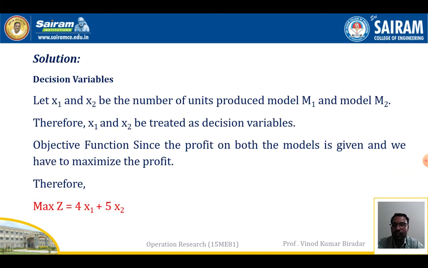Here there are two models. Let us assume the decision variables x1 and x2. For models M1 and M2, x1 and x2 are treated as decision variables. The objective function: since it is a profit problem, they are asking for profit, therefore you add both the values here, that is 4 and 5. That is maximum of z equals 4x1 plus 5x2. If you write like this, and they are asking 8 marks, they will give 2 to 3 marks for writing only this: maximum of z equals 4x1 plus 5x2.